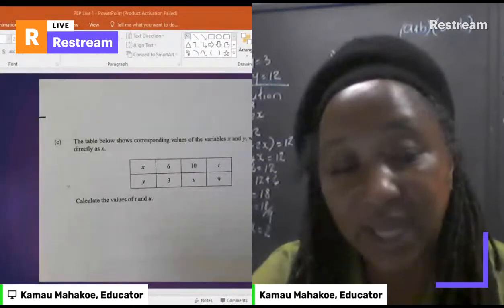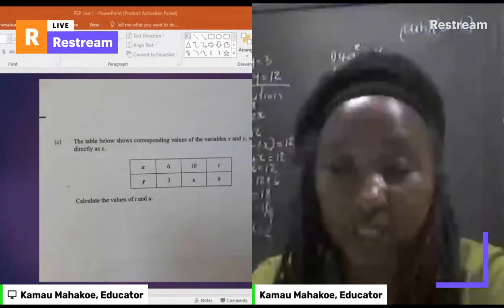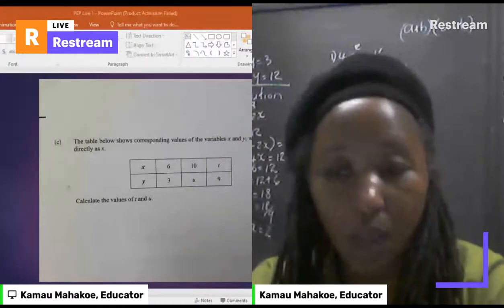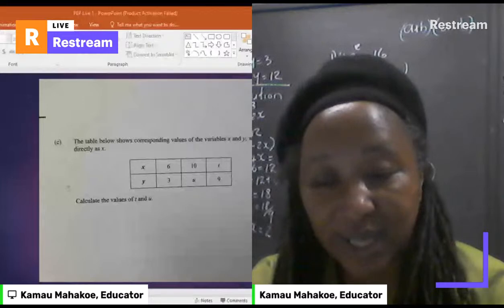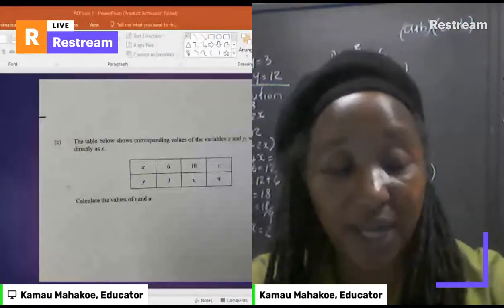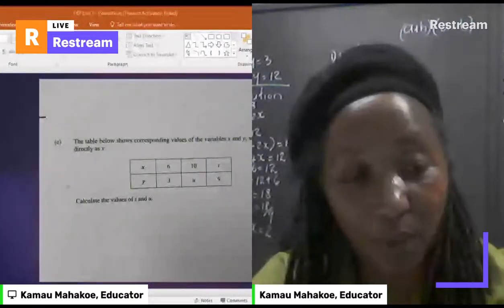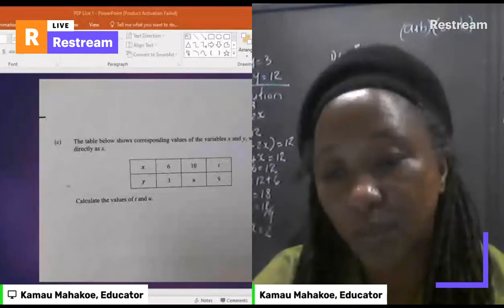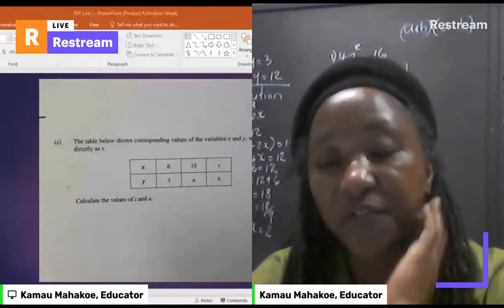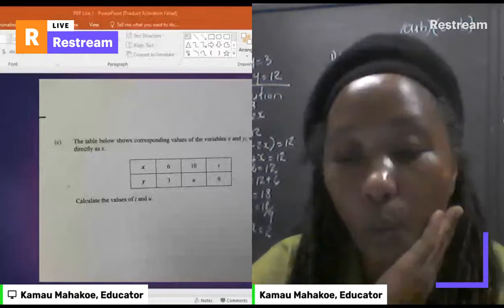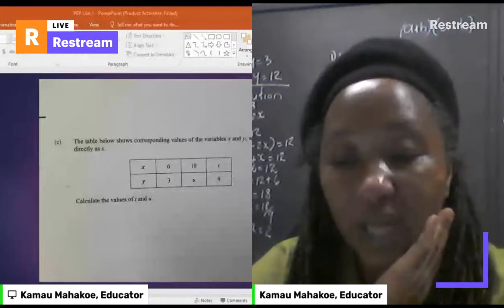Because they're directly proportional, whatever you do to the x value, we're going to do that straight across the board. As the x increases, the y increases, or decreases, the y decreases. So we need to first figure out what we are doing to x to get y.